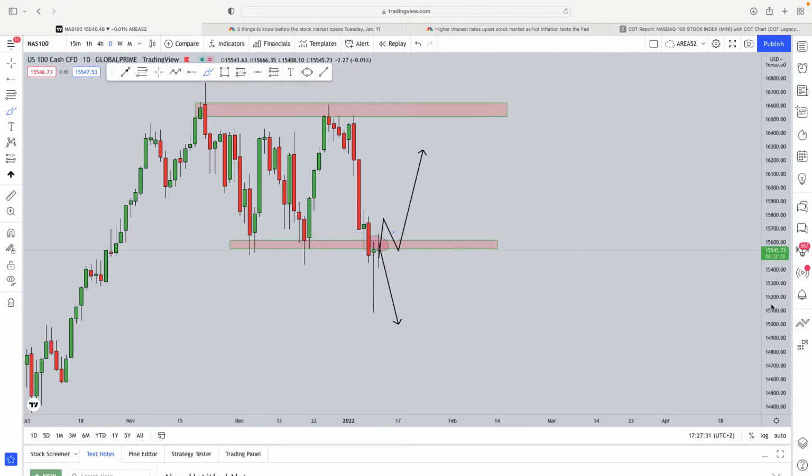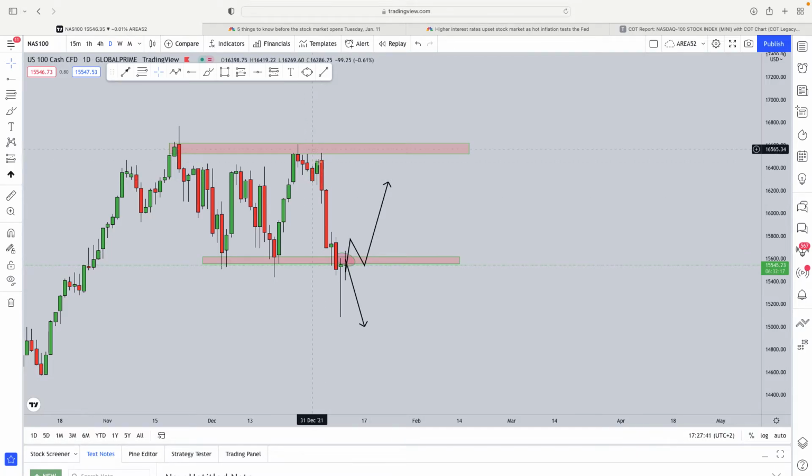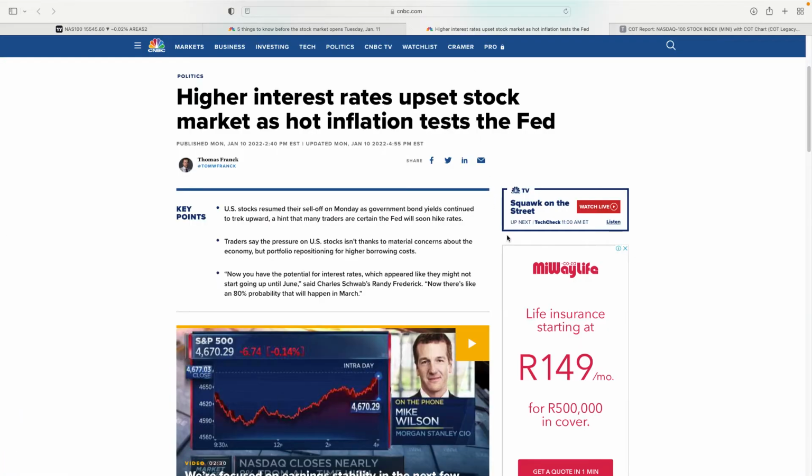We also have some very important data that's coming up this week, as well as the PMI data that's being released next week. But before we get to that, I want to quickly share with you guys one of the reasons that contributed towards this massive sell-off as well. So we can see here this article from CNBC reads: higher interest rates upset stock market as hot inflation tests Fed. Now I'll explain to you how this higher interest rate does impact stocks in general, but I just want to read these key points to you guys very quickly.